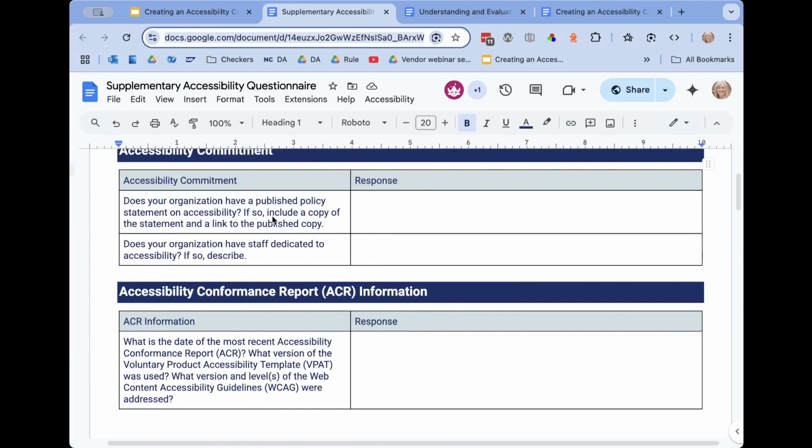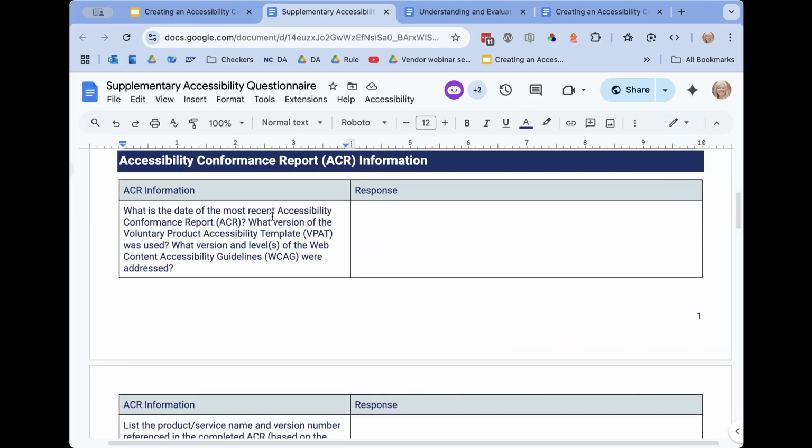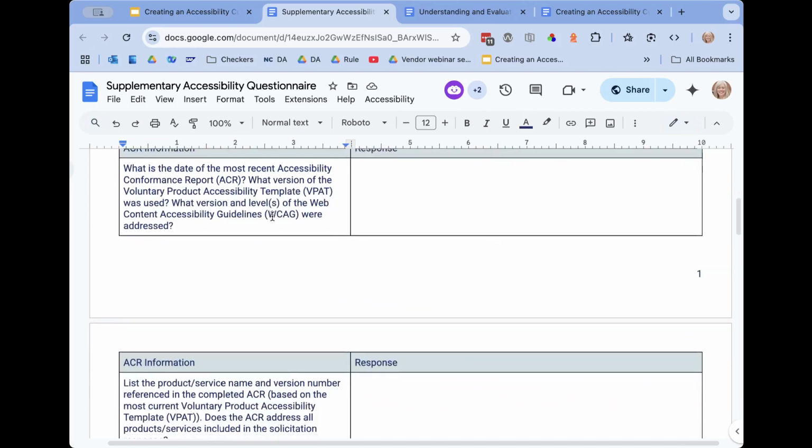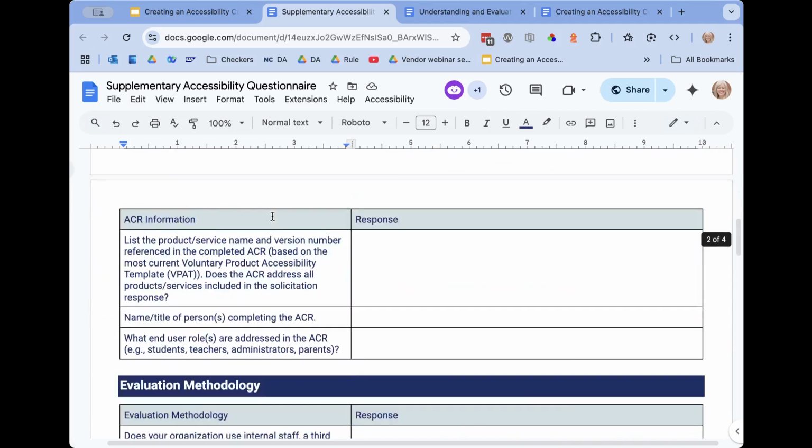So do you have a published policy statement or a commitment statement about accessibility? If so, share it with us. Don't make us have to go research to see if you have it. If you've got a whole web page devoted to accessibility, let us see it, share that with us so that we can leverage that in our conversations. And then of course, I've asked a few more important questions about your ACR in case you haven't shared it in the VPAT itself.